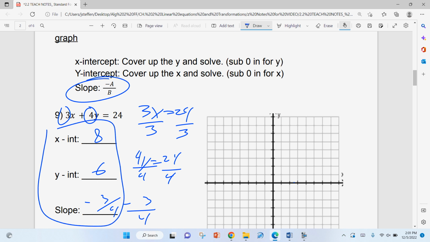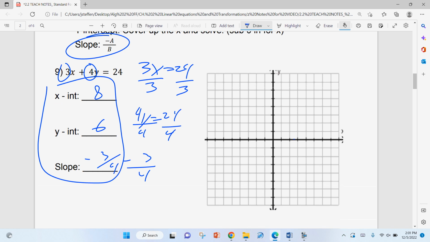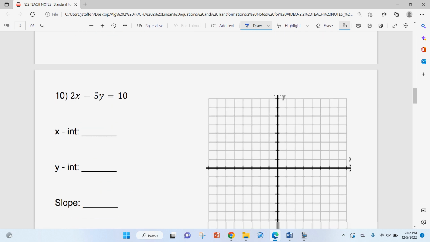Now to graph this one, there are a couple different ways you can do it, but if you already found the x and y intercepts, I would just graph those. Just keep in mind, your y-intercept is up and down, so 6 is way up here. 1, 2, 3, 4, 5, 6. And your x-intercept is left and right, so 8 is a little bit further. Then connect those to make your line.